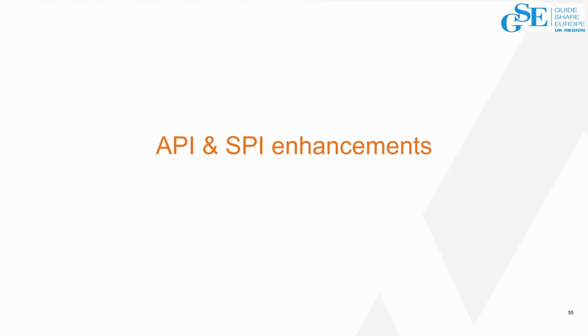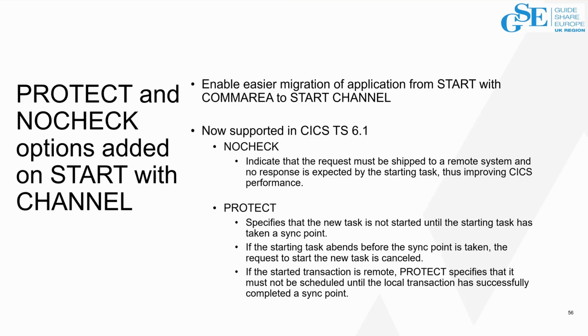So moving on again, a few API and SPI enhancements. The first one: when we first introduced channels and containers, and we added the channel parameter onto the start command, we didn't support all the options that you had with COMMAREAs, in particular NOCHECK and PROTECT. You couldn't specify them if you're using a channel. We corrected that, and so they mean the same things they do with COMMAREAs. So we now support that with channels.